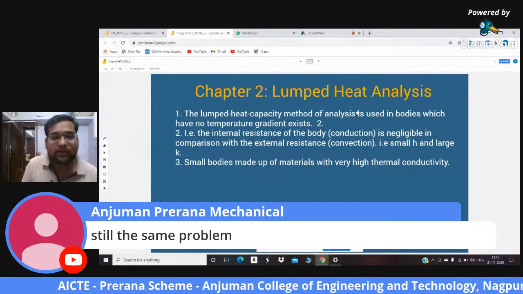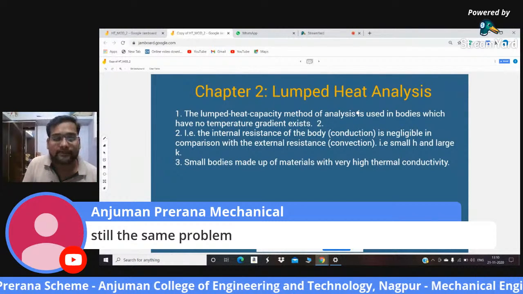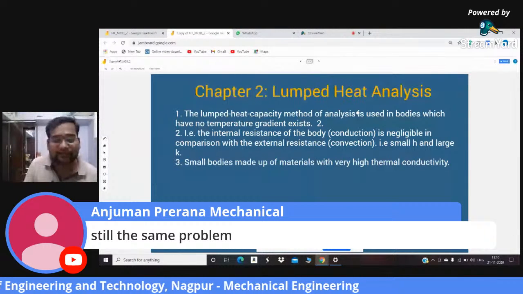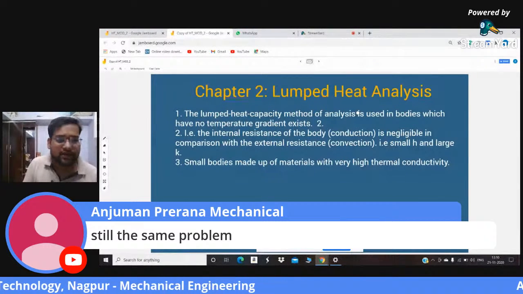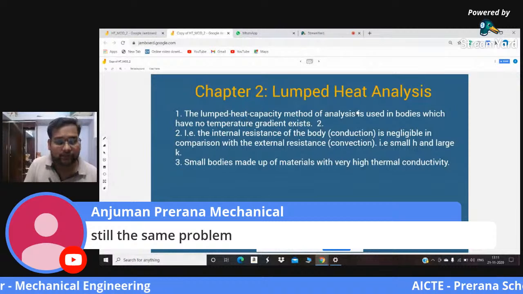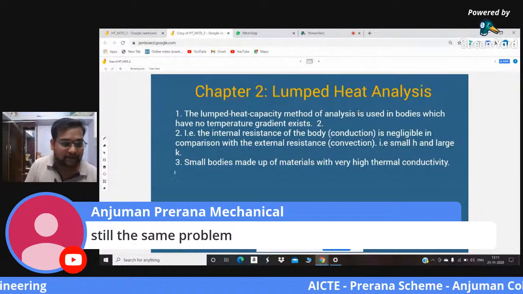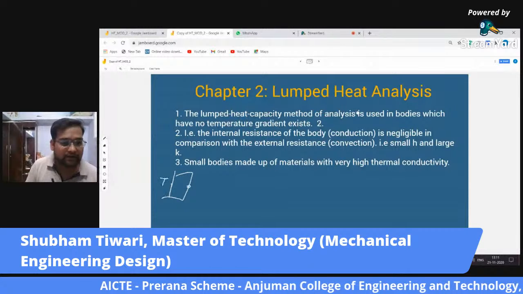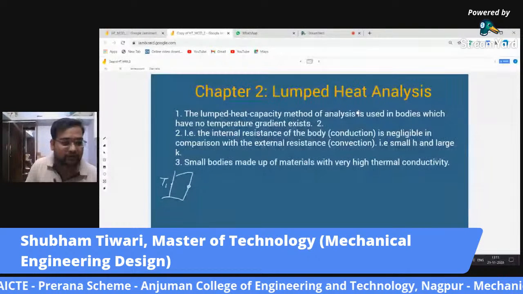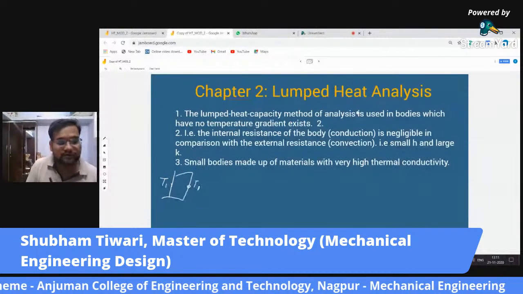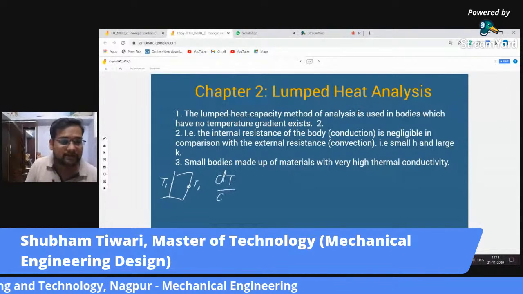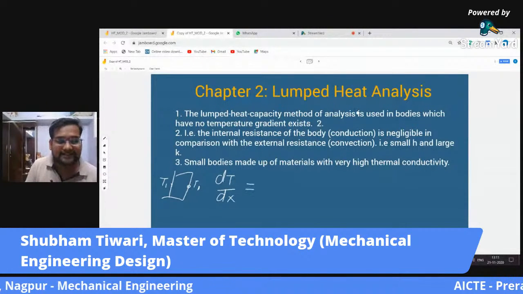So we were looking at this lumped heat analysis. Why did we need lumped heat analysis in the first place? The lumped heat analysis was required because there are certain bodies in which there is no temperature gradient. T1 here is also equal to this T2, both values are the same. That is, dt by dx, the temperature gradient, is zero.